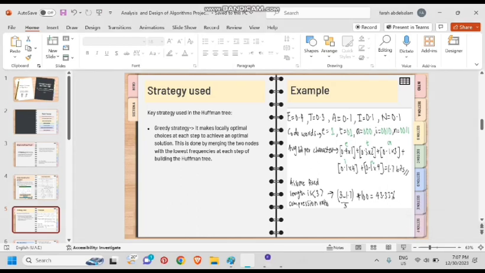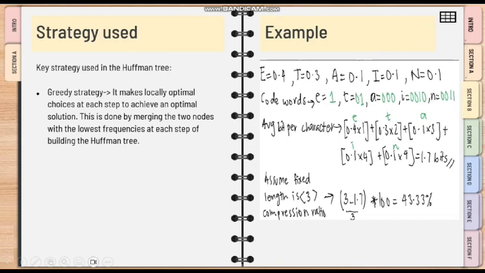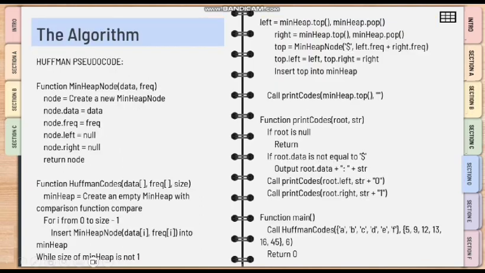Now this Huffman tree uses the greedy strategy, which makes locally optimal choices at each step to achieve an optimal solution. This is done by merging the 2 nodes with the lowest frequencies at each step of building the Huffman tree. Now we move on to the algorithm itself.